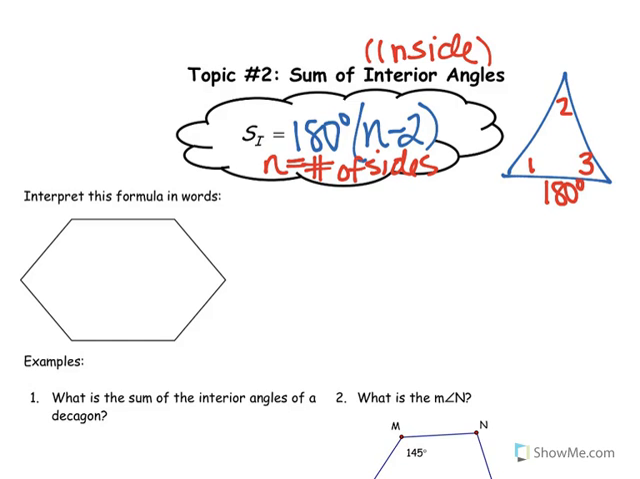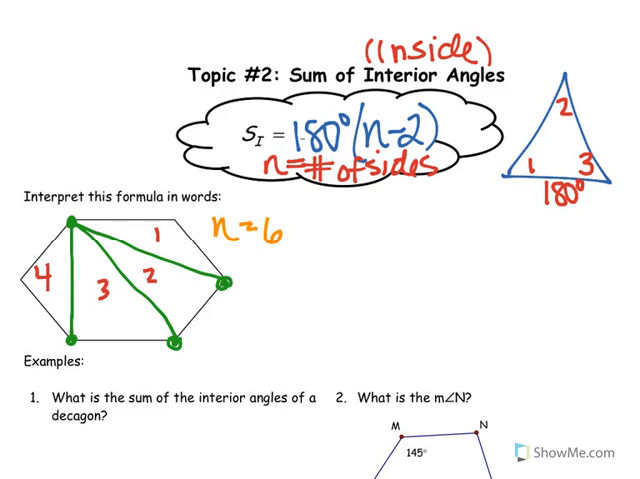Okay? If I look at this polygon here, it has 1, 2, 3, 4, 5, 6 sides. Let's pick one of its vertices, and let's see how many triangles we can create. I'm going to draw one line to this vertex, one line here, and one line here, and I've just created 4 triangles. 1, 2, 3, 4. So we know that n was 6 because there were 6 sides in this polygon.